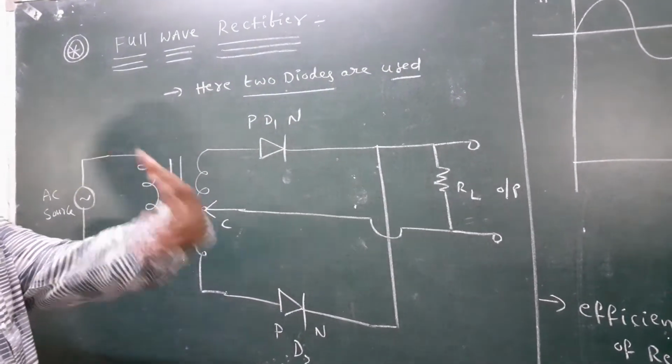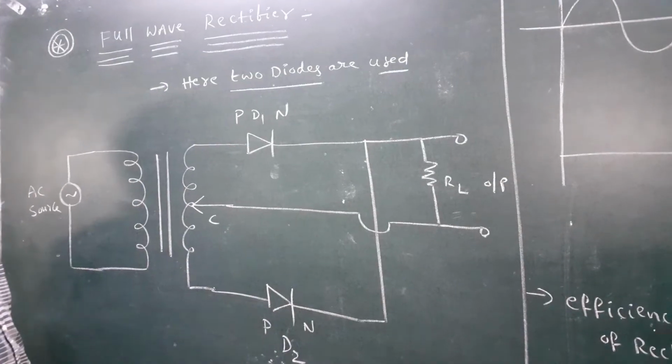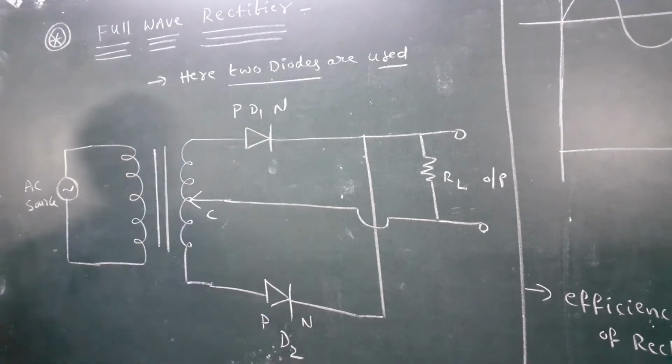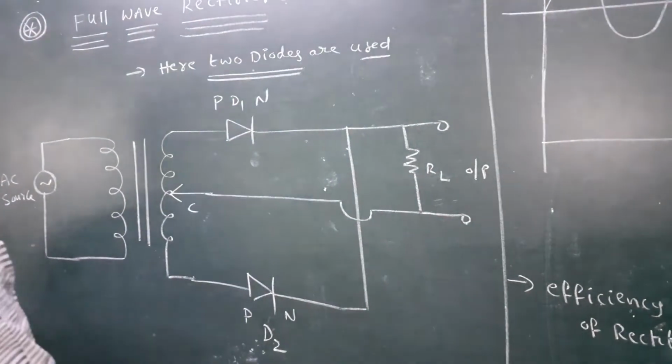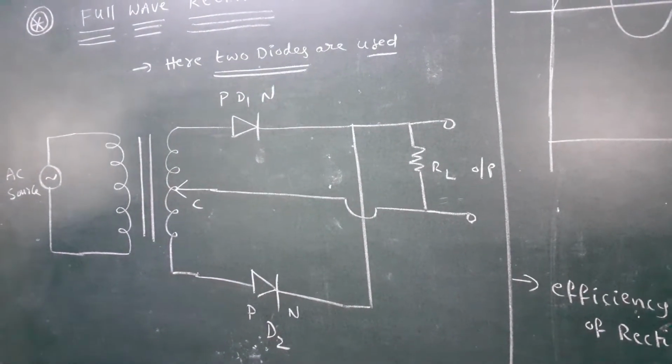In the half wave rectifier, only one diode is used. But in the full wave rectifier, two diodes are used.